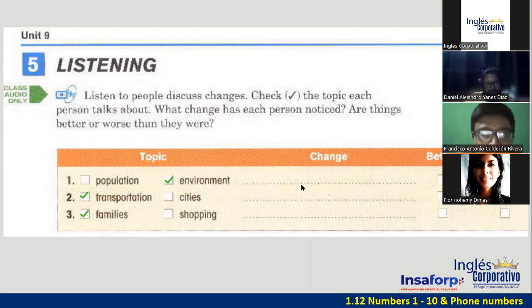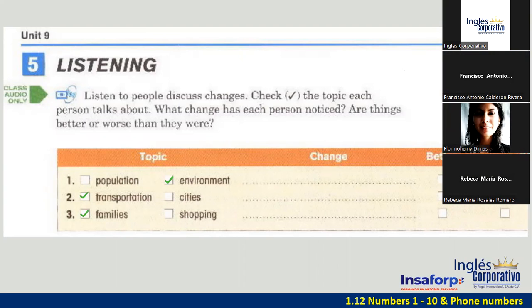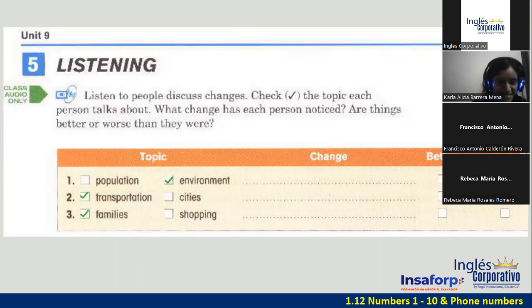Okay, very good. So what changes has she noticed? It's much greener. Okay, what else? Thank you. There are many trees around. Carla. The same. Okay, sorry. There are many trees around. What else? Now, is it for better or for worse, guys? What do you think? Better or worse? It's a nicer place. It's better, right? Very good. It's for better.